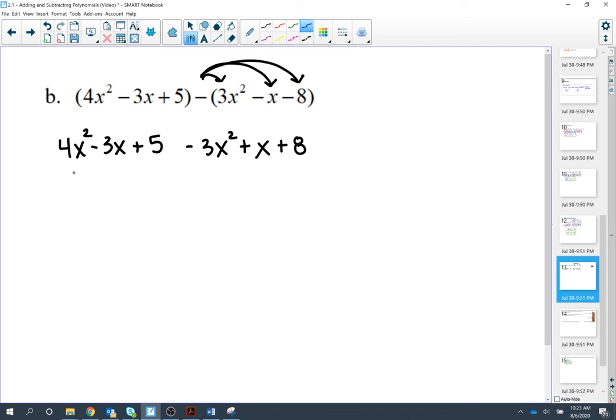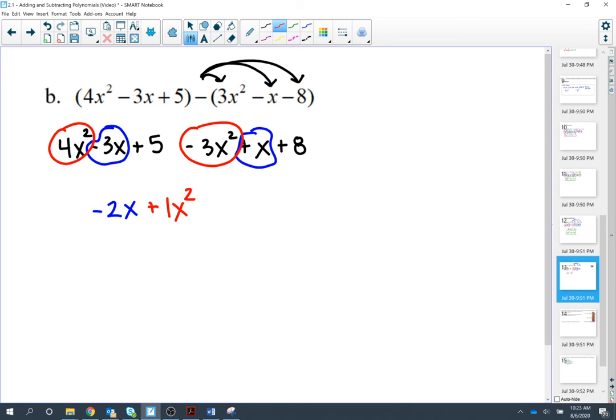Then we combine like terms. So this time I'm going to start with my x's. -3x, +x. I've got -3 of them, +1 of them. That's -2 of them. 4x squared, -3x squared. So a 4x squared, or 4 of those things minus 3 of those things, is 1 of those things. Do we really need the 1 there? No. And actually, I'm going to encourage you to get rid of it. Don't put the 1. It's implied. And then 5 and 8, which gives us 13.